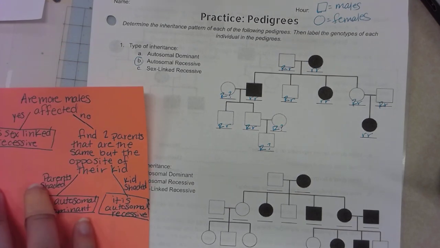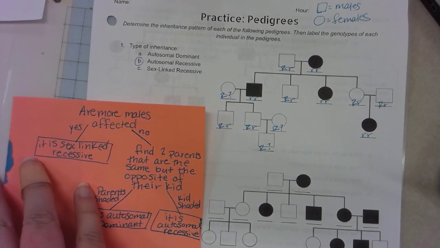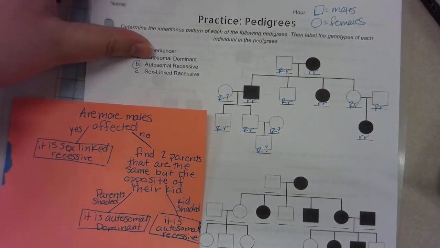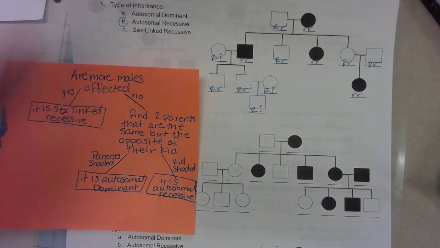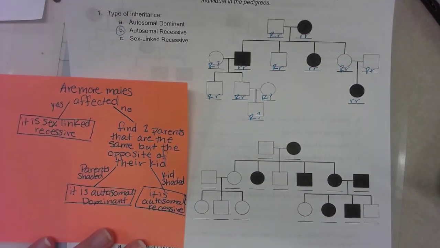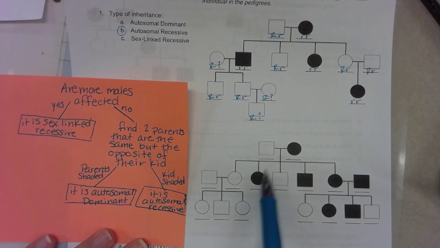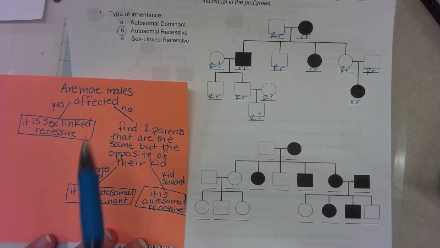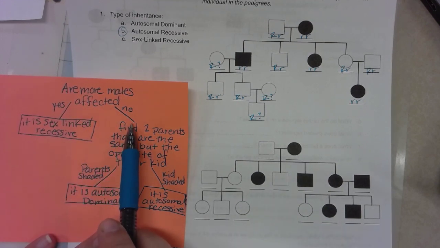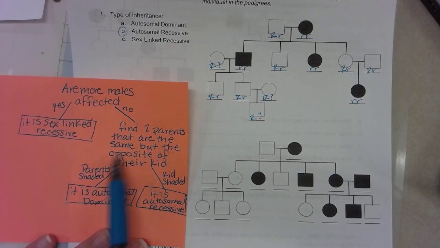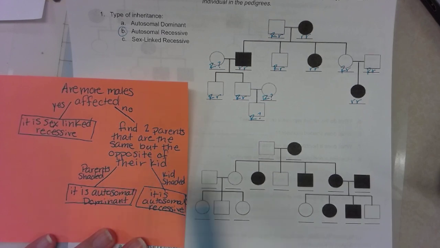Now for number 2, we are going to go back to our decision tree and figure out which type of inheritance we have. So remember, squares are males, circles are females. So we have 1, 2, 3 males, 1, 2, 3, 4 females. So are more males affected? No. We are going to find two parents that are the same but are opposite of their kid.